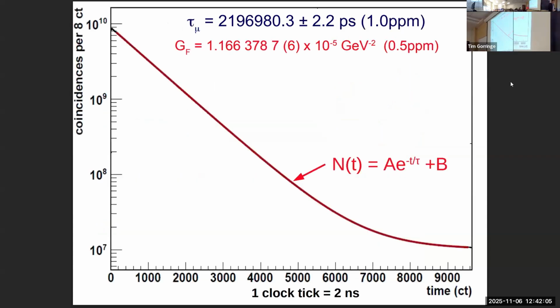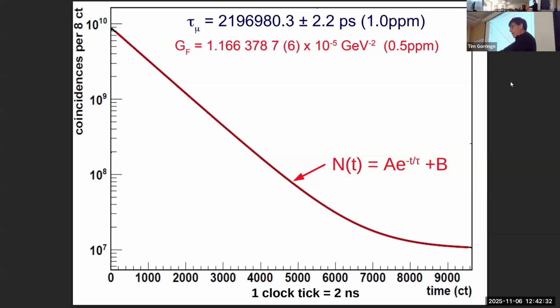Here's the data from that experiment. This is measured data. In black are measured data points. It's a huge statistics of measured data. So it was 10 to the 12 decays that were measured in the experiment. So enormous statistics. So you can't see the error bars, can't see the uncertainties on the data points.